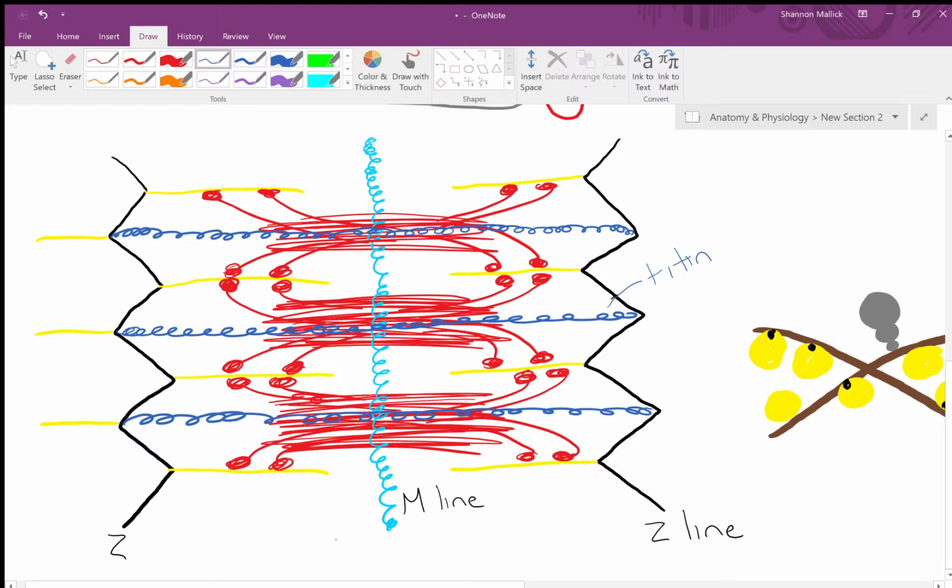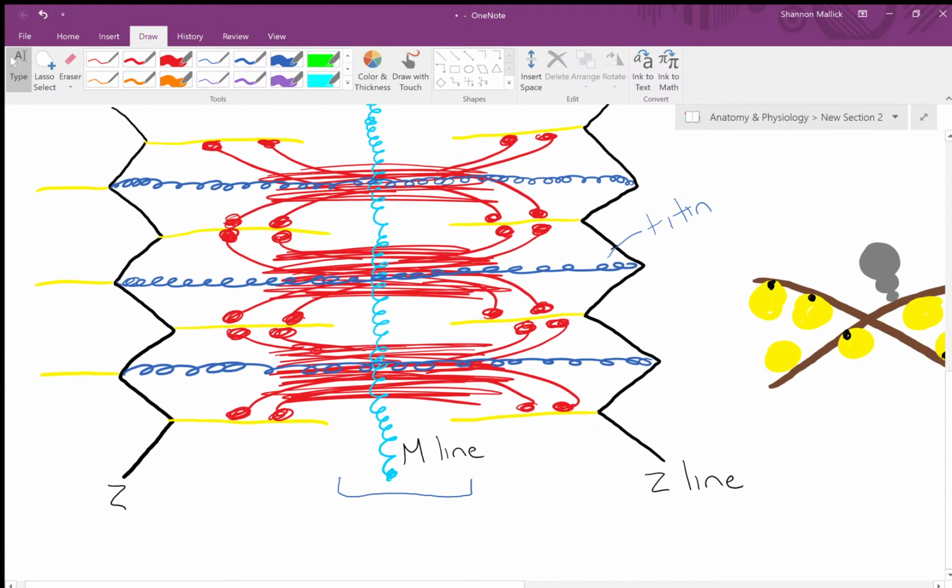This middle band here, that's composed of only thick filaments and does not include the overlap of the thick myosin and thin actin. This middle band is your H band.